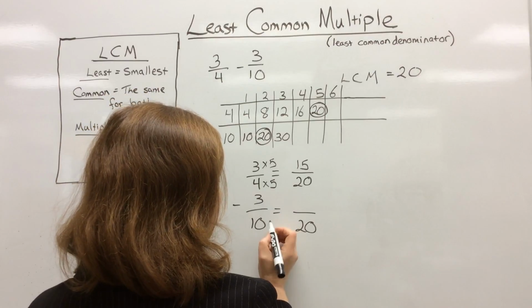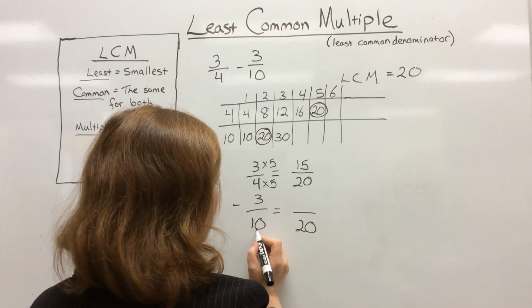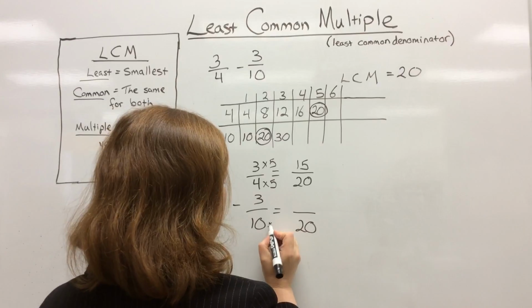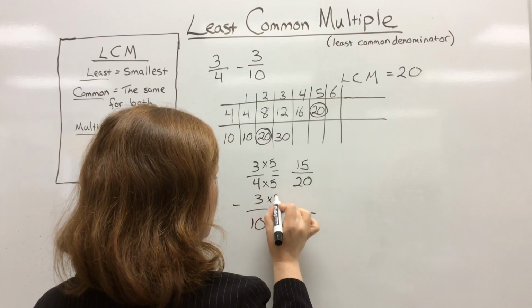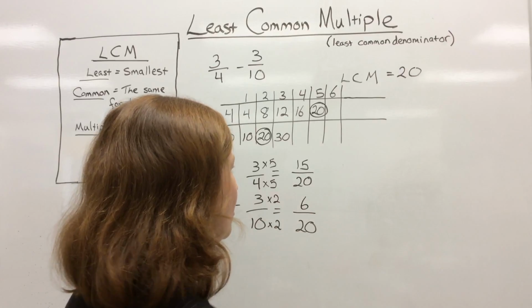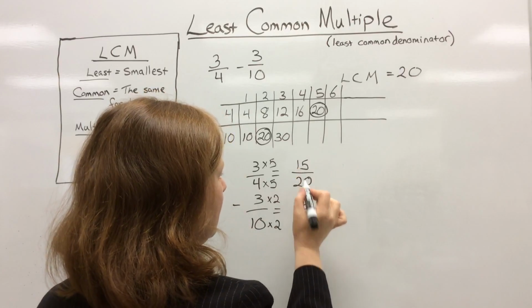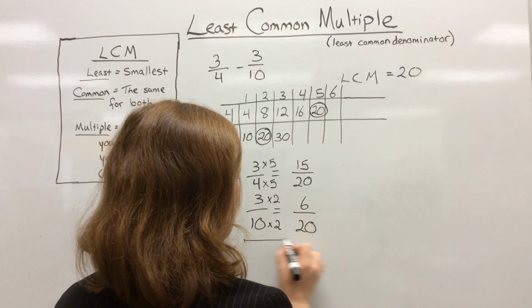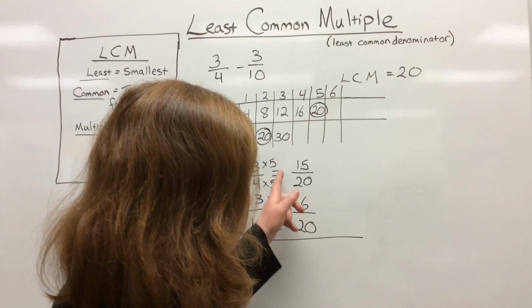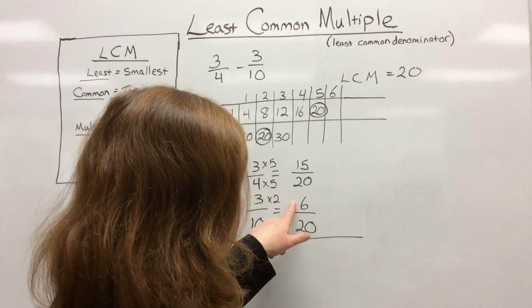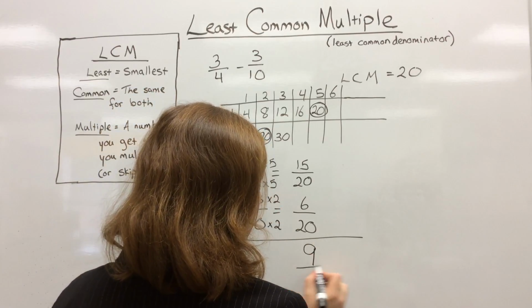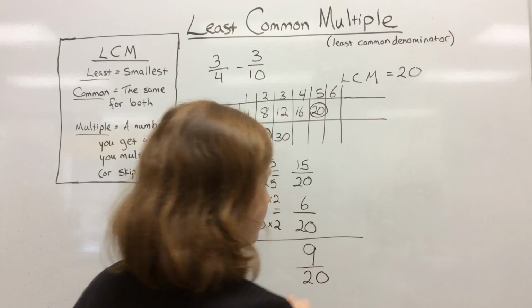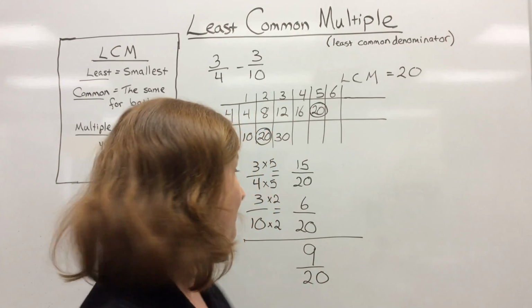And my second fraction, the denominator was 10. I'm moving to 20, so I need to multiply by 2. And 3 times 2 is 6, so 6 is my numerator. Now I'm working with 15/20 minus 6/20. 15 minus 6 is 9, and my denominator will stay the same, so my answer is 9/20.